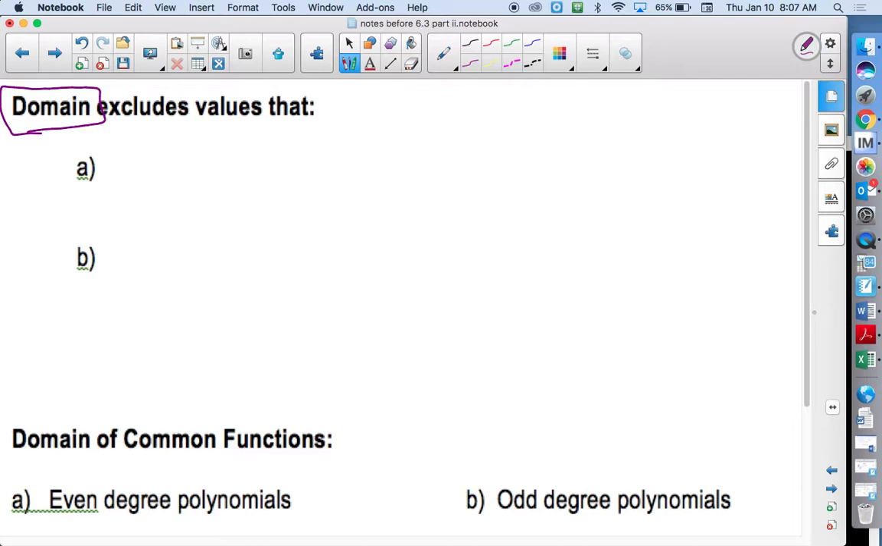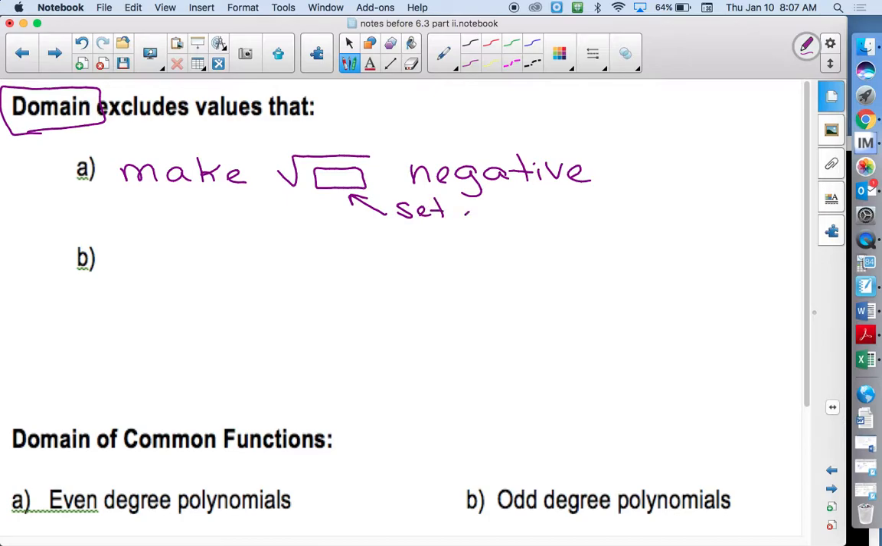The one thing that excludes a value is that it excludes values that make square roots negative, because you can't take the square root of a negative number. So any number that makes a square root negative has to be excluded from the domain. Whatever's underneath here, we're going to set that equal to 0 to find that value. Sometimes it's really easy to see, but other times it isn't. If we set that equal to 0, or greater than or equal to 0, then we'll be able to find out what that number is. The second thing that domain excludes would be values that make the denominator 0.